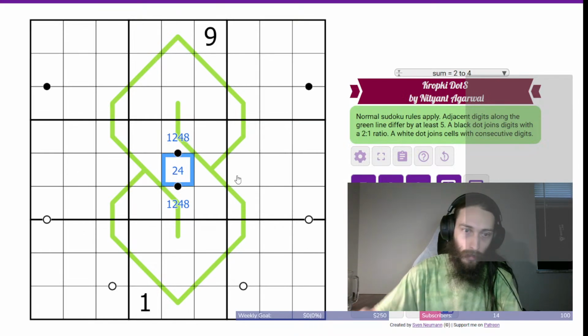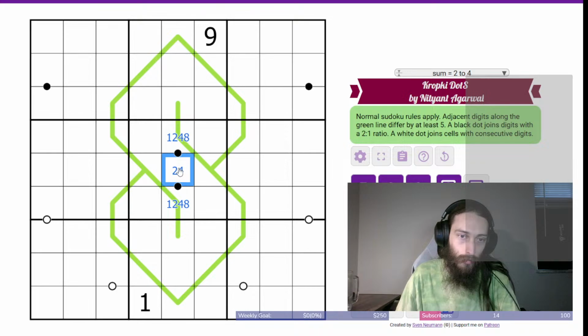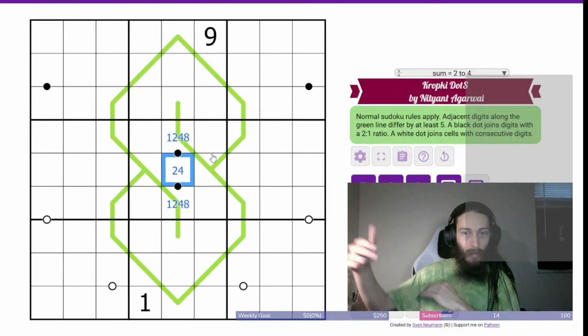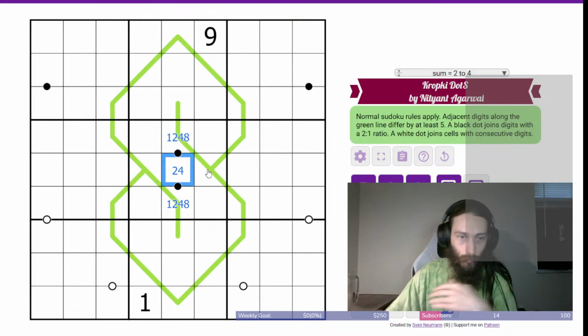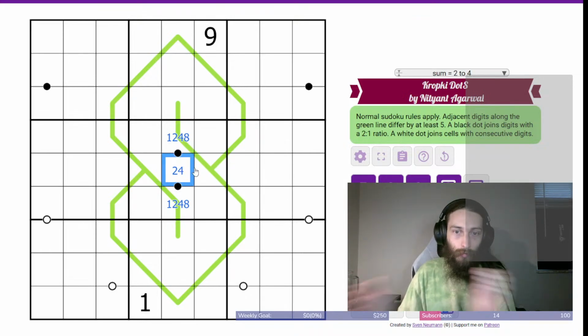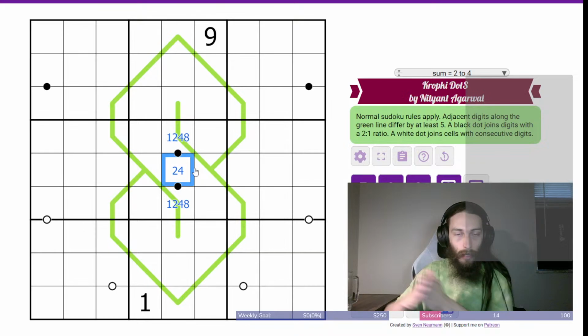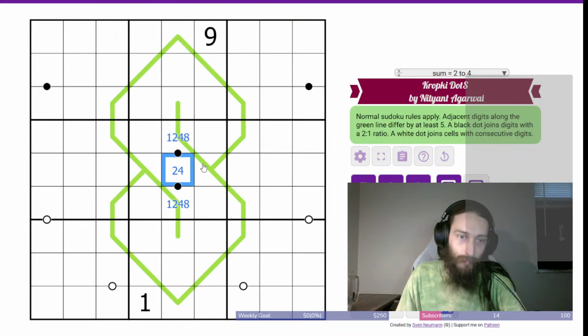And we can't use 1 or 8 in the middle, because they're the minimum and maximum, and you wouldn't be able to get the 2 on the sides as well. So in the middle, you have to be able to both divide by 2 and multiply by 2.